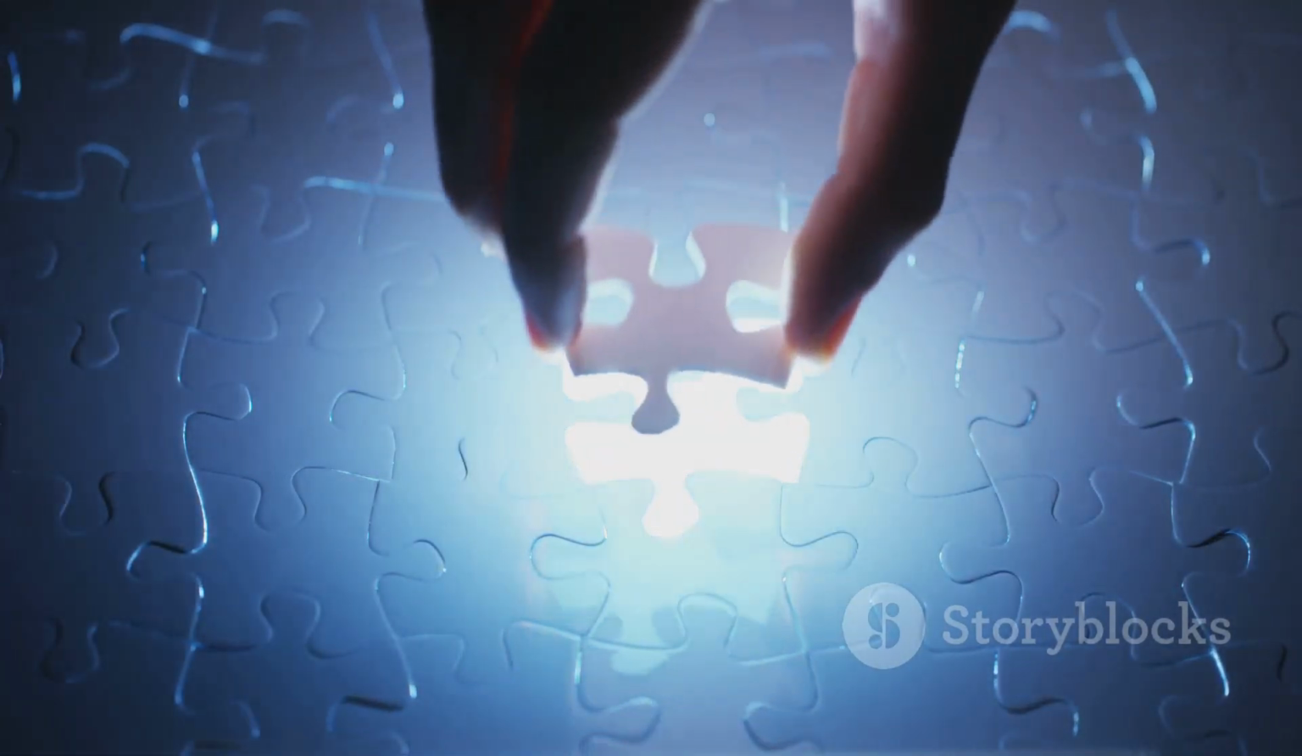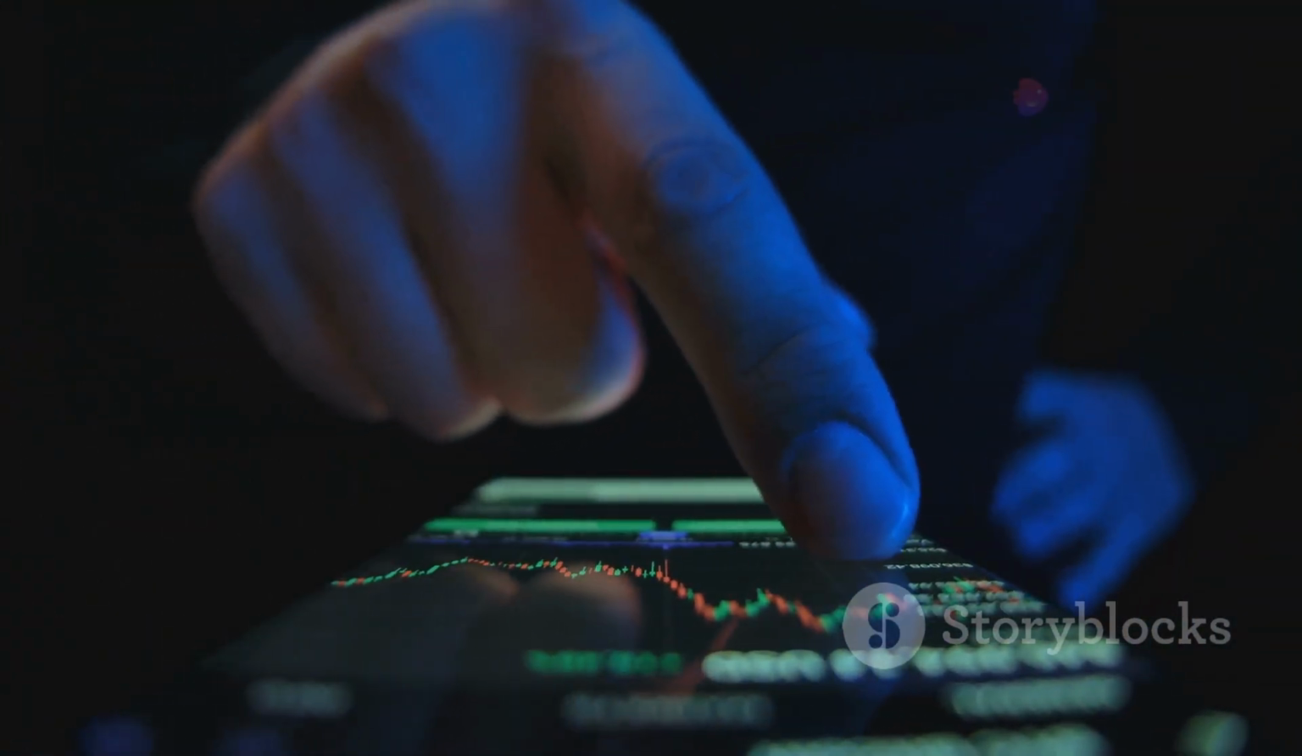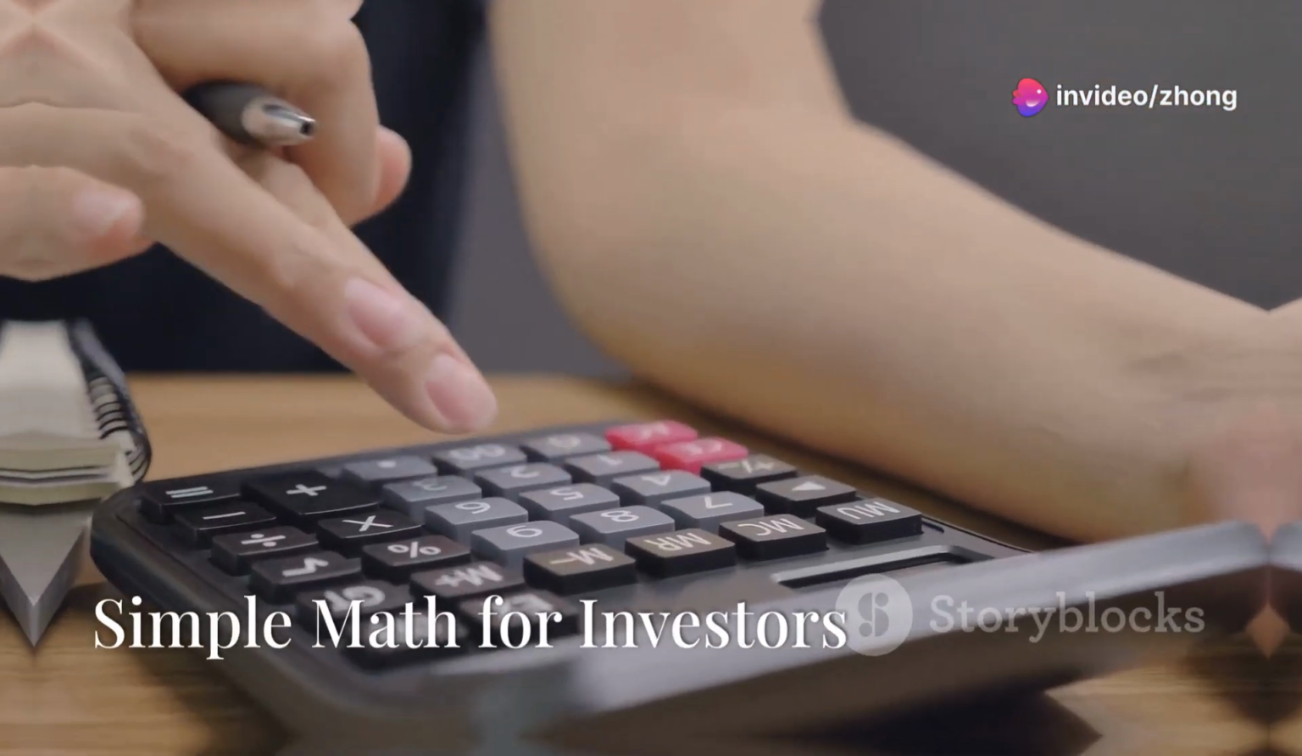The PE ratio is a fundamental piece of the investment puzzle. It helps you make informed decisions about where to put your money.